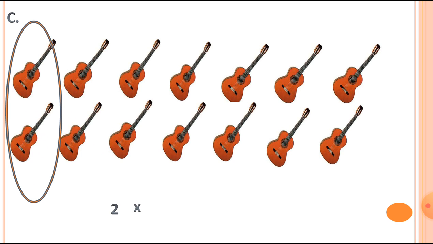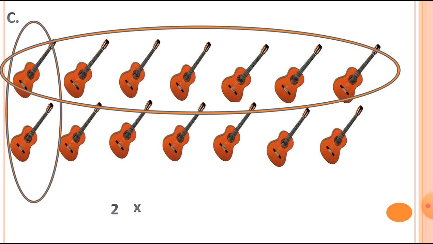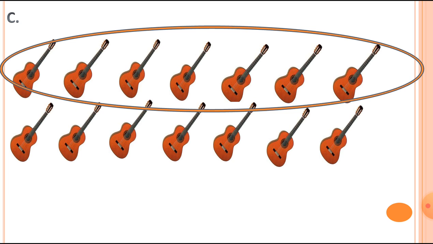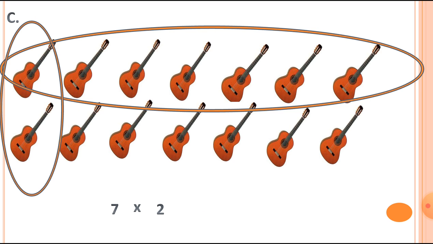So I am writing 2. And how many in the sleeping line? Let's count. 1, 2, 3, 4, 5, 6 and 7. There are 7 guitars in the sleeping line. So 2 7s are 14. Now let's count the sleeping line first, which has 7 guitars, and in the standing line there are 2 guitars. So 7 2s is also 14.